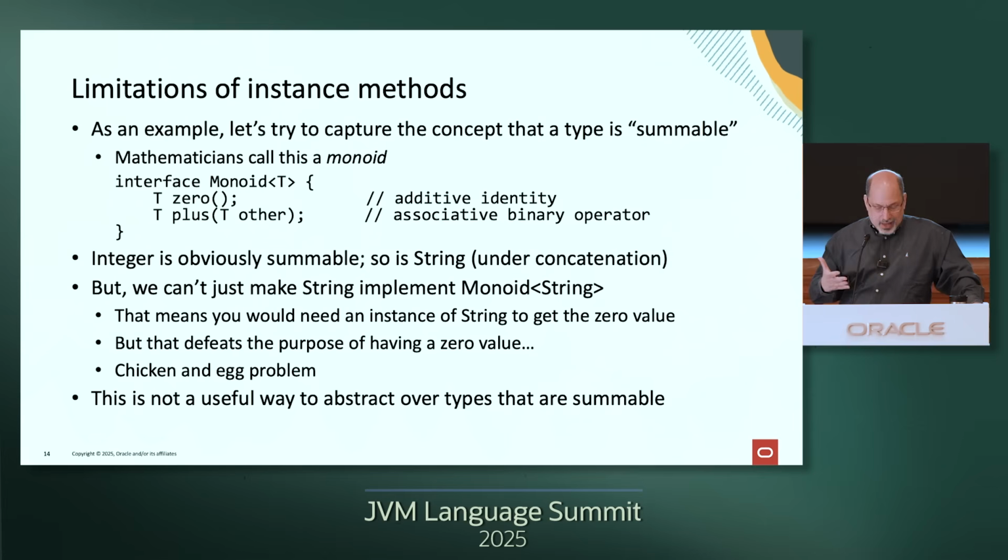Because I have the chicken and egg problem of, in order to start concatenating strings, I need to start with an empty string. And so I want to ask for the zero value of the monoid. So I have to ask an instance of String. And I don't have an instance of String yet to ask, so I'm kind of stuck. This is the kind of abstraction over types that we want to be able to do, but this is not a useful way to do it.